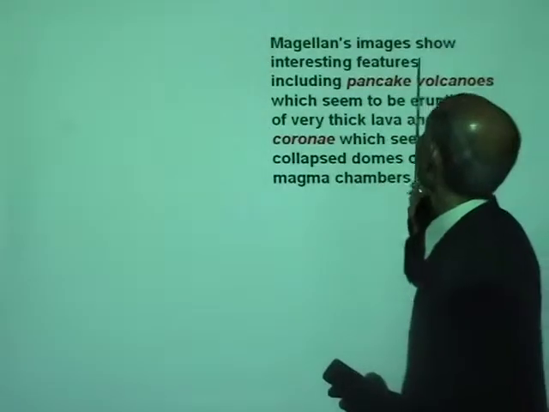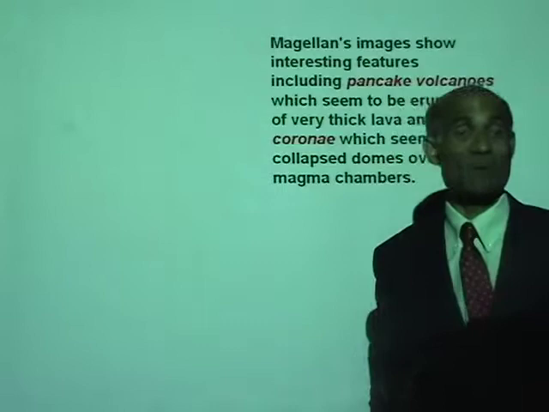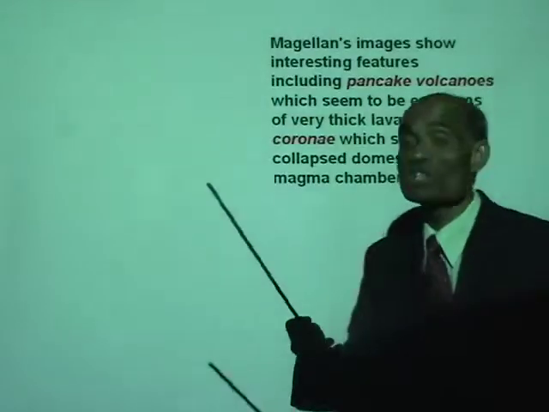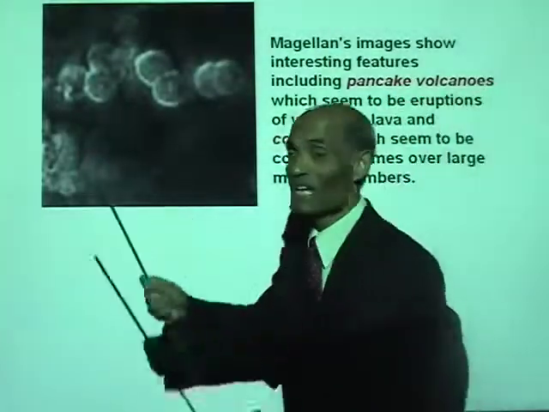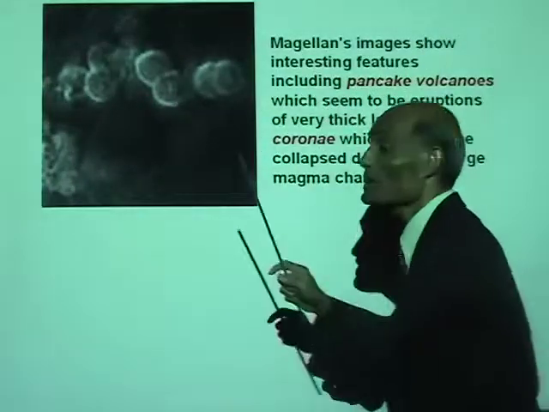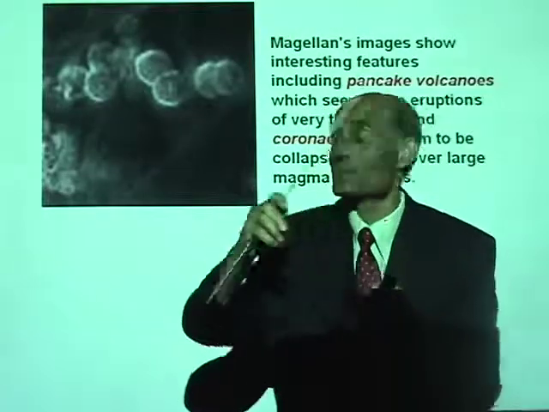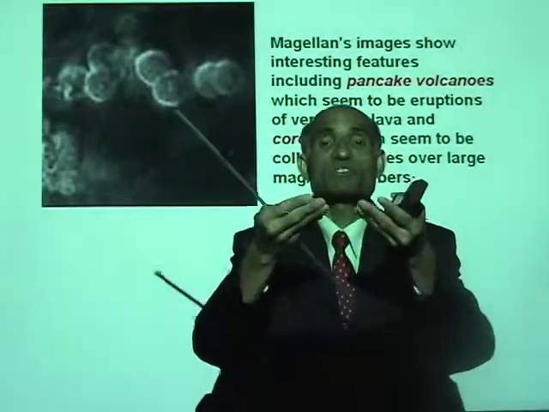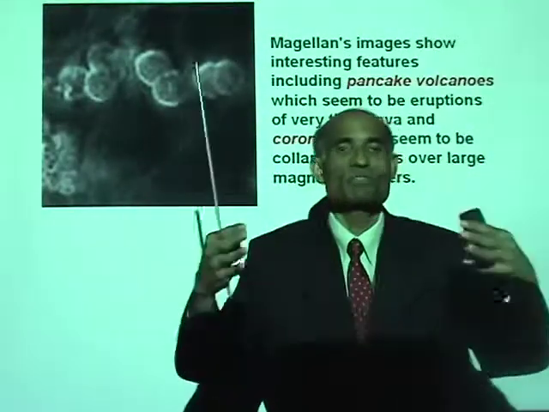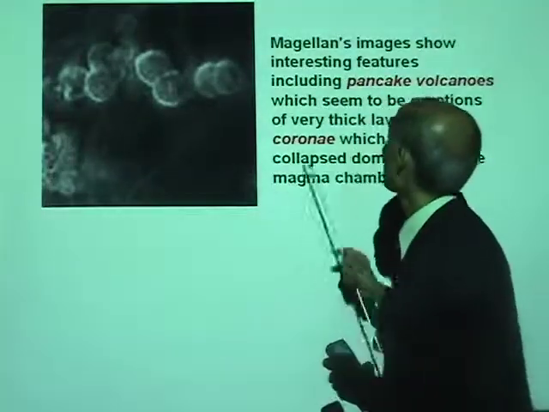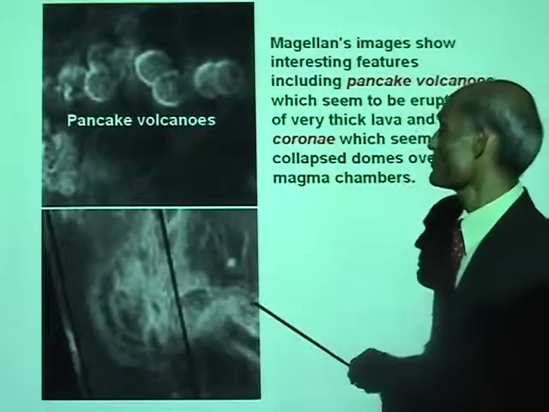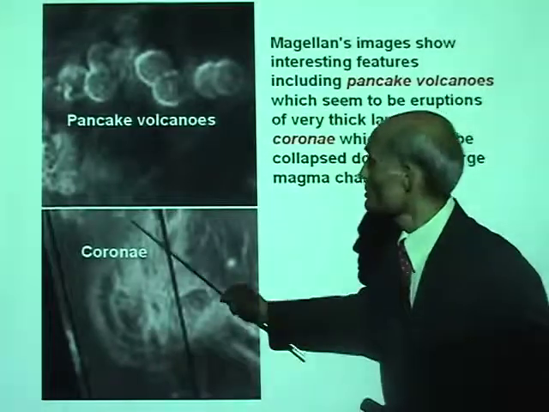Alright, Magellan's images show interesting features, and I want you to take note of that. Like pancake volcanoes, which seem to be eruptions of very thick lava. Look at this. Eruptions of very thick lava which got solidified and collapsed into domes. Very interesting features. So when lava came up, it was so thick that it collapsed as domes. Instead of flowing away, it constructed dome-like structures, and we call them pancake volcanoes. That is one interesting feature of the surface of Venus. Now, this is a corona.